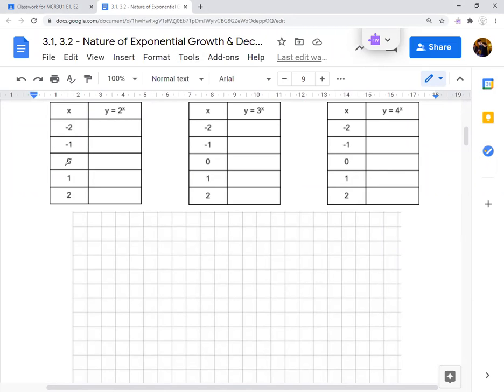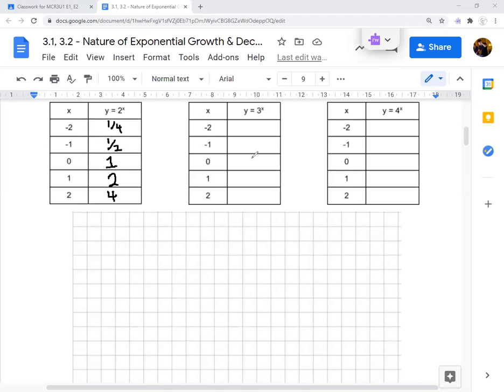2 to the power of 0. Let's do that first. 1. 2 to the power of 1. 2. And 2 to the power of 2. 4. And if you have these numbers, you can do the negative exponents as well. 2 to the power of negative 1 is 1 over 2. And 2 to the power of negative 2 is 1 over 4. Just like our exercise just now.